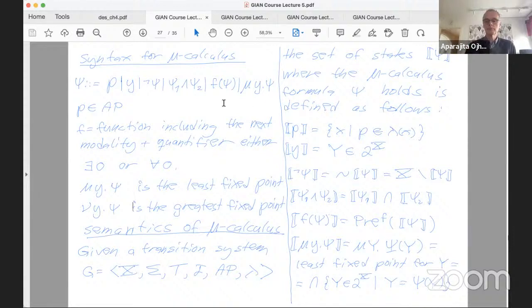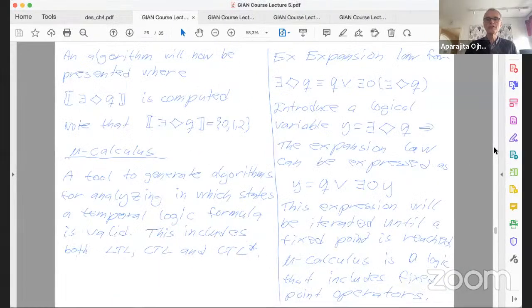Remember that I'm searching for the states where this expression is true, where there exists a path such that you get eventually Q. And so I want to compute the states where this is true. And now I have introduced a variable that represents this expression. So what I'm looking for is actually the states where this y is satisfied.